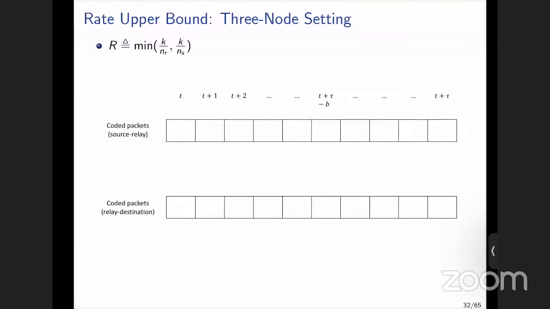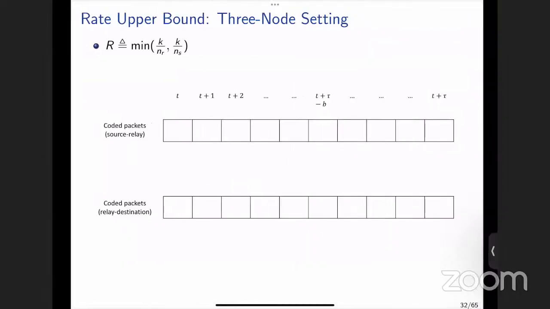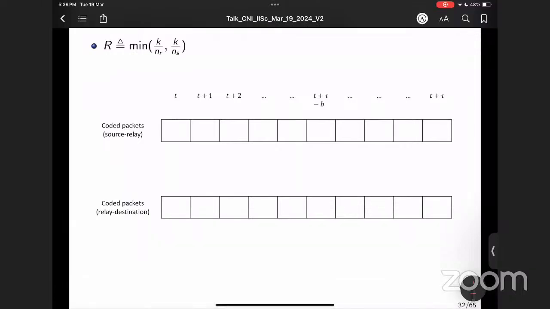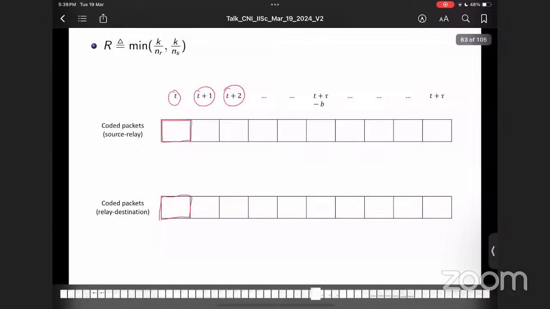This is time T. This is time T plus 1. This is time T plus 2, and so on. So basically, this is the coded packet sent by the source at time T. This is the coded packet sent by the relay at time T, and so on. So that's the meaning of these boxes.